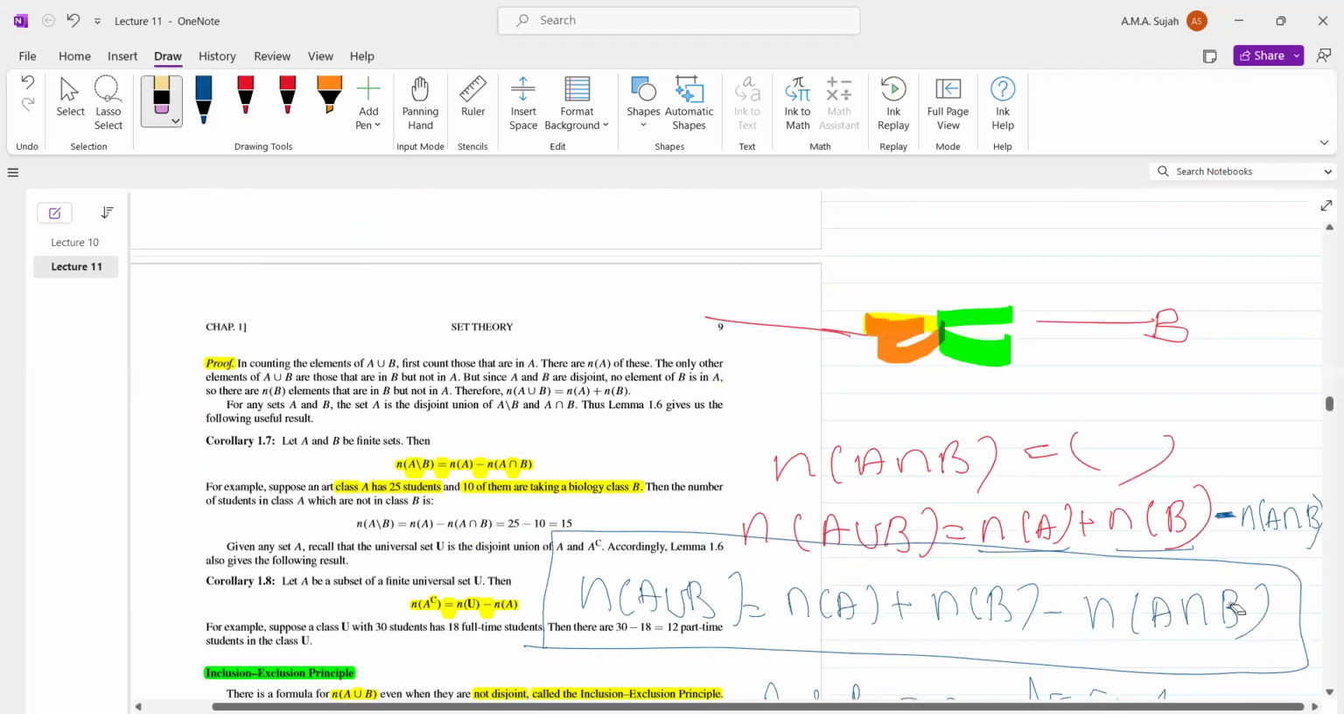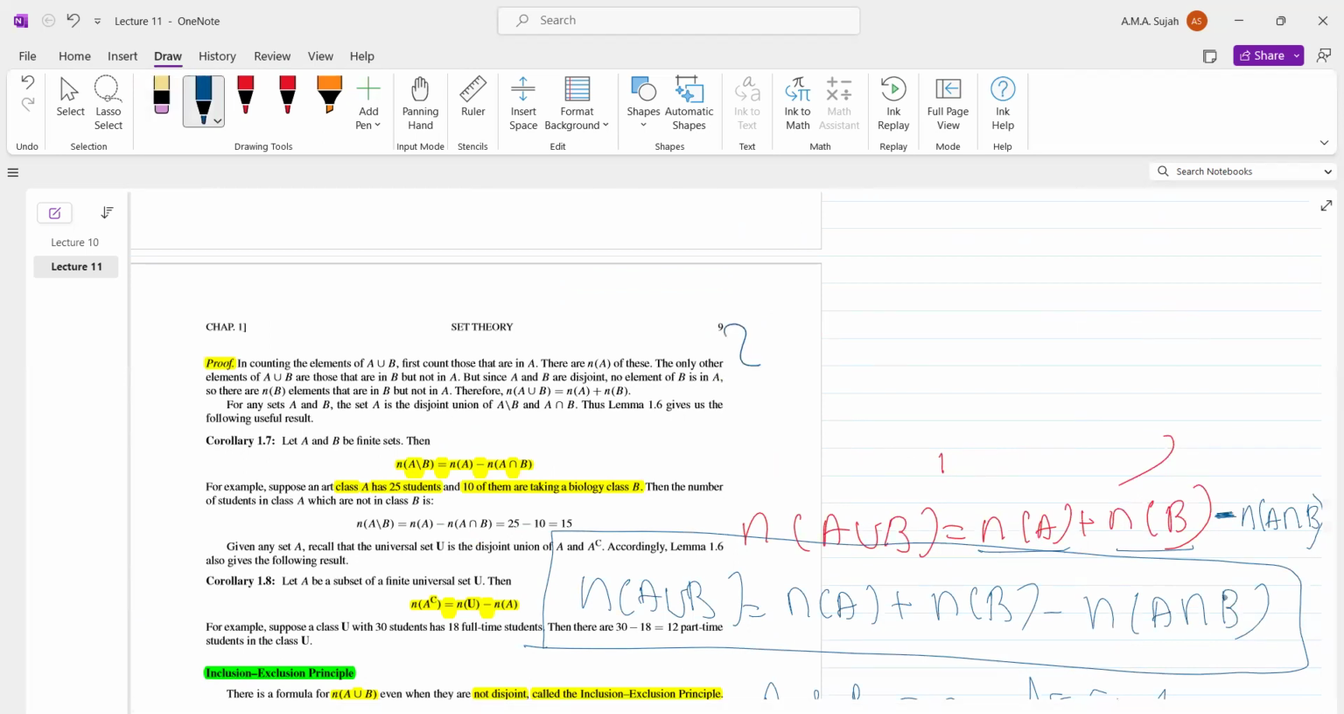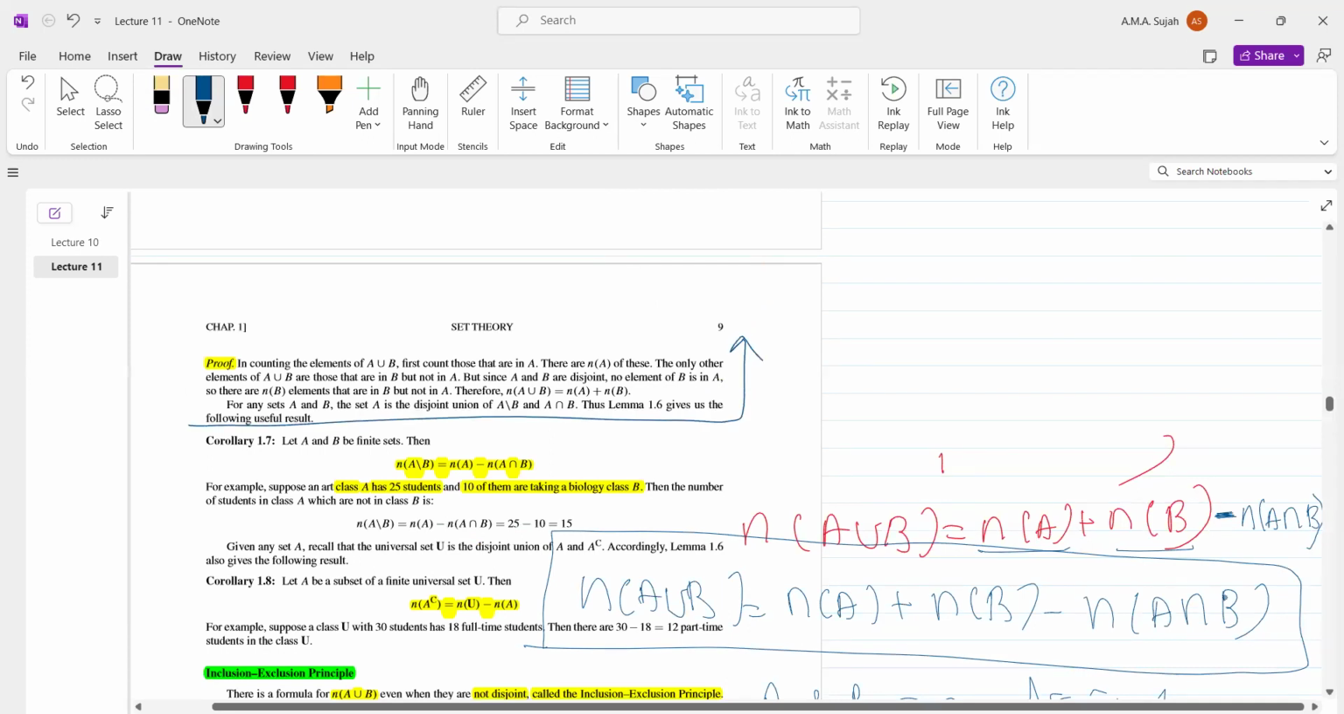Okay. This one you can just read and understand, right? They are explaining the elements of A union B as a paragraph, right? You can just read and understand. There is nothing to worry about in this one, right? It's a simple one. So just read and understand this.